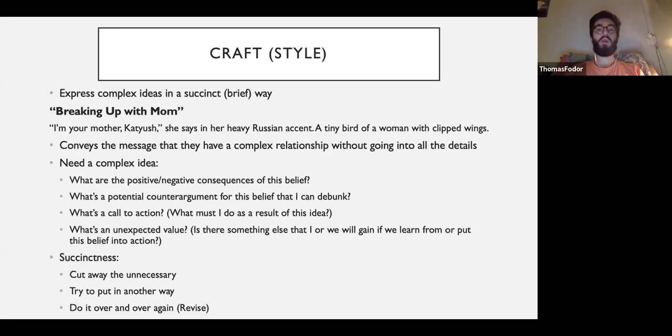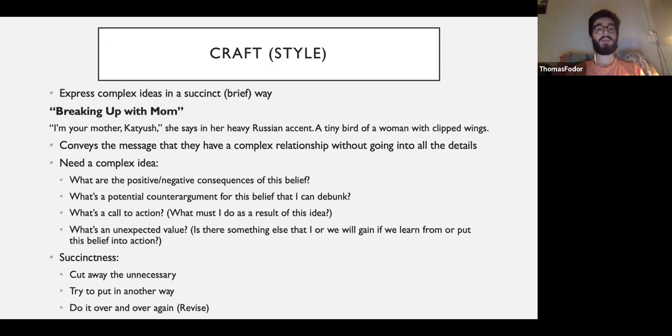All right, so what about craft? And craft is simply put just the style of writing that you have. And here are some ways in which you can do that. The first is that you need to express complex ideas in a succinct or brief way.